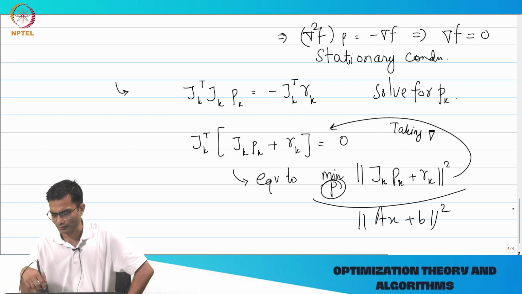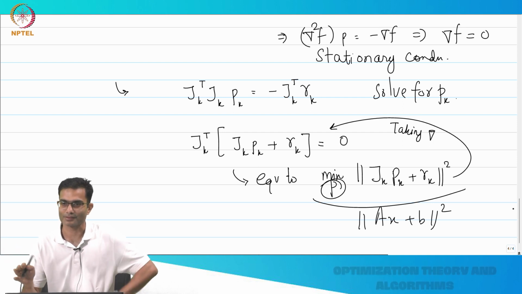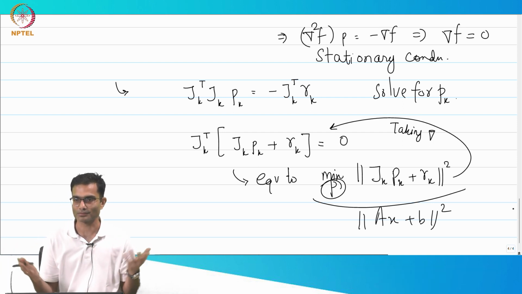Whether you replace b prime equal to minus b, it doesn't matter. The form is the same. It's Ax plus b or Ax minus y.